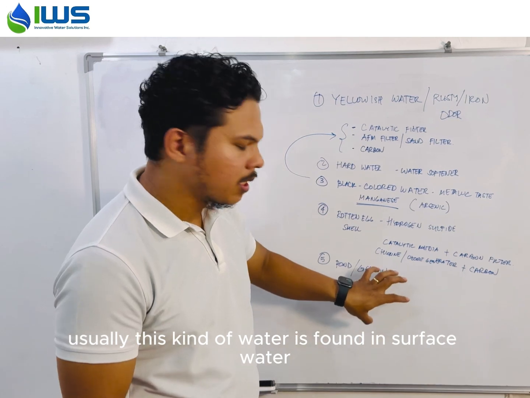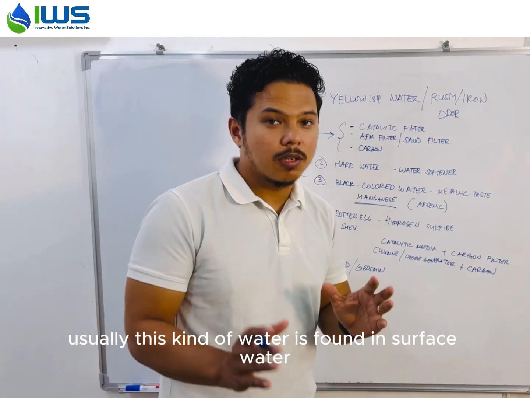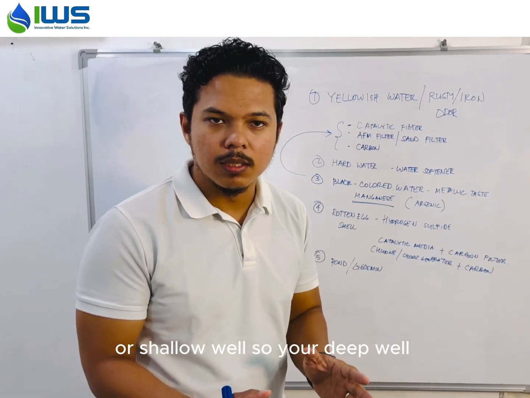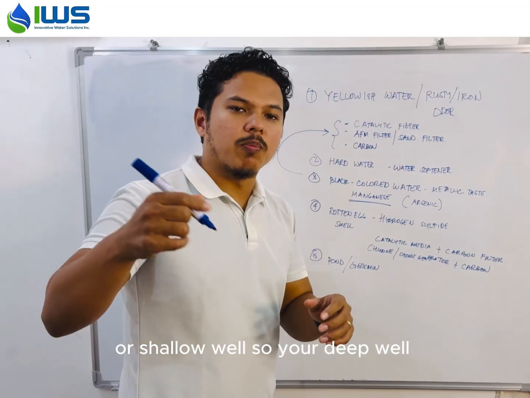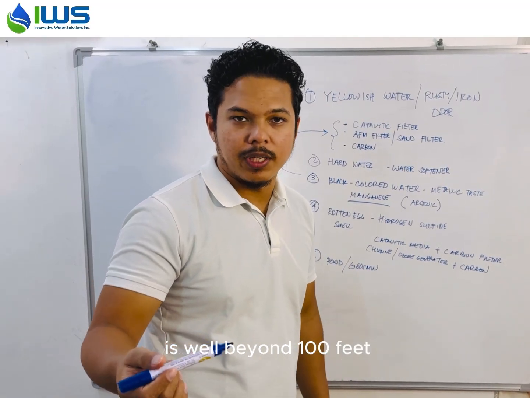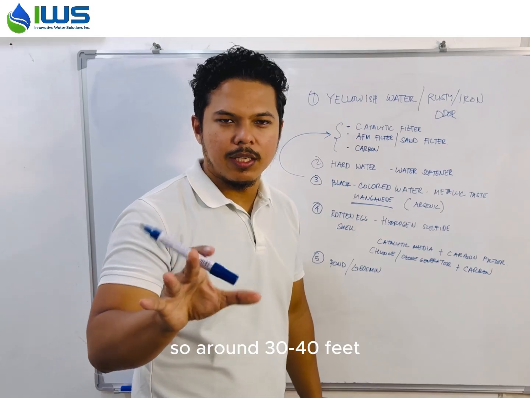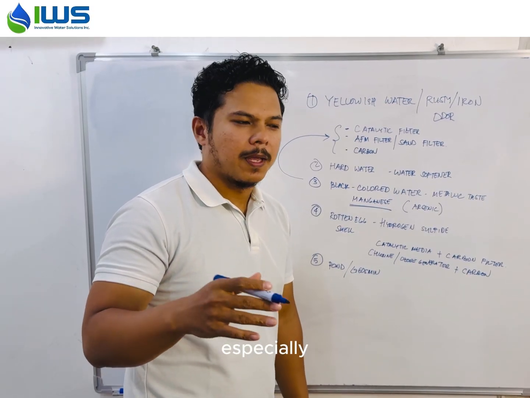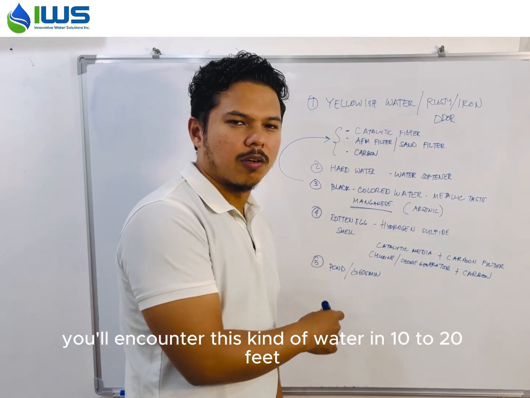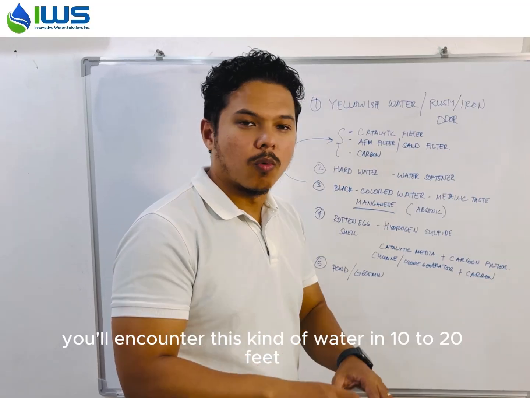And usually this kind of water is found in surface water or shallow wells. So your deep well is well beyond 100 feet, and then a shallow well is anything above that. So around 30, 40-ish feet. Especially, you'll encounter this kind of water in 10 to 20 feet wells.